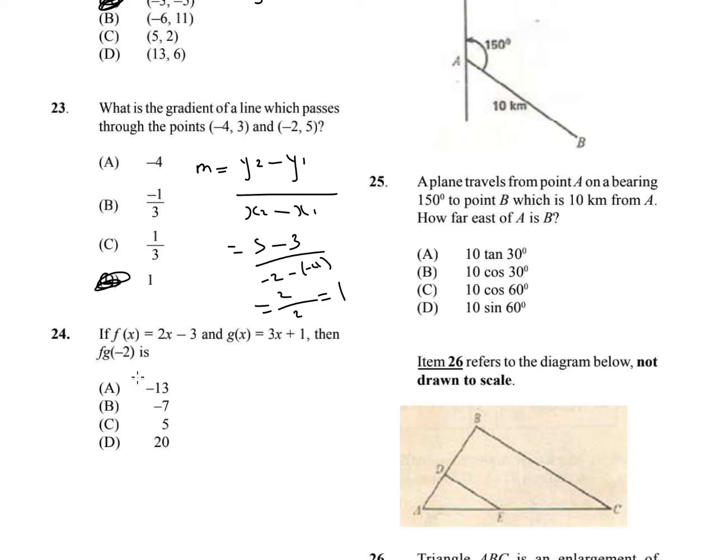Here we have a function question at 24, and we're saying if f(x) is equal to 2x minus 3 and g(x) is equal to 3x plus 1, then what is f of g of minus 2? To work this question, you do it as follows. Wherever you see x in the function f(x), you put g(x). And wherever you see x in the function g(x), you put minus 2.